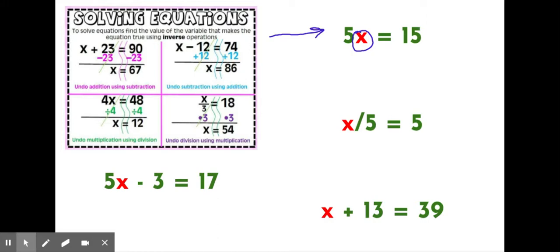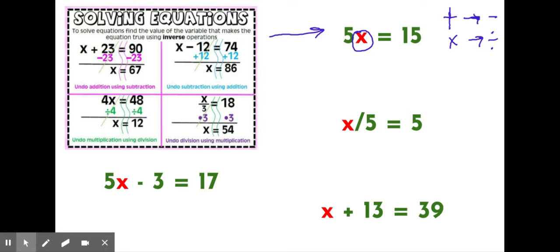And in order to do that, I'm going to use something called inverse operations. Inverse operations is just sort of the opposite. So the inverse of addition is going to be subtraction. The inverse of multiplication is going to be division. And the same thing, the inverse of subtraction is addition, the inverse of division is multiplication. Those are your inverses. And we're going to use those inverse operations to help us solve for the variable.